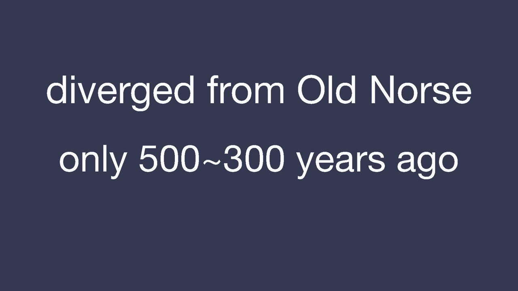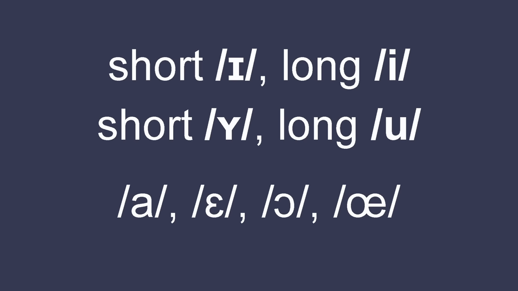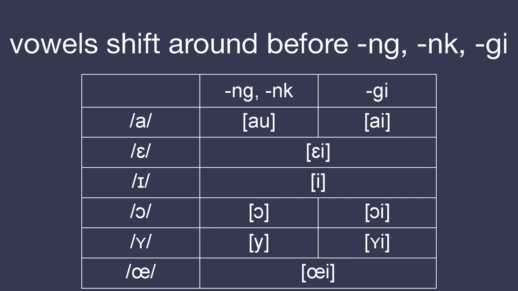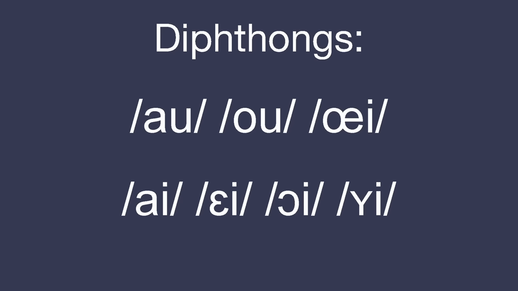developments in Icelandic. There are only two short long monophthong pairs, those being short I with long I and short U with long U. The other four monophthongs don't distinguish length. Most vowels also diphthongize or shift around before the sequences NG, NK, and GI. Icelandic's diphthongs are Ö, Au, A, O, I, I, and I.